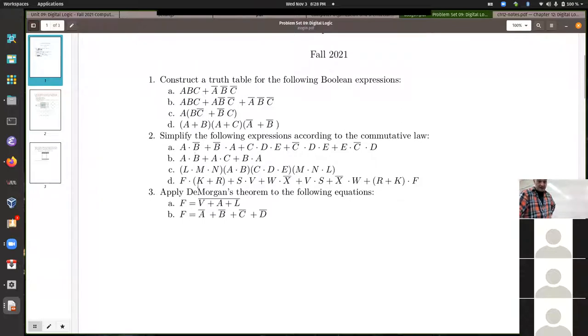So for this one, we've got AB or AC or AB. We could use the commutative law to make that AB. So now we have AB, and then we could also rearrange these. So AB or AB or AC.